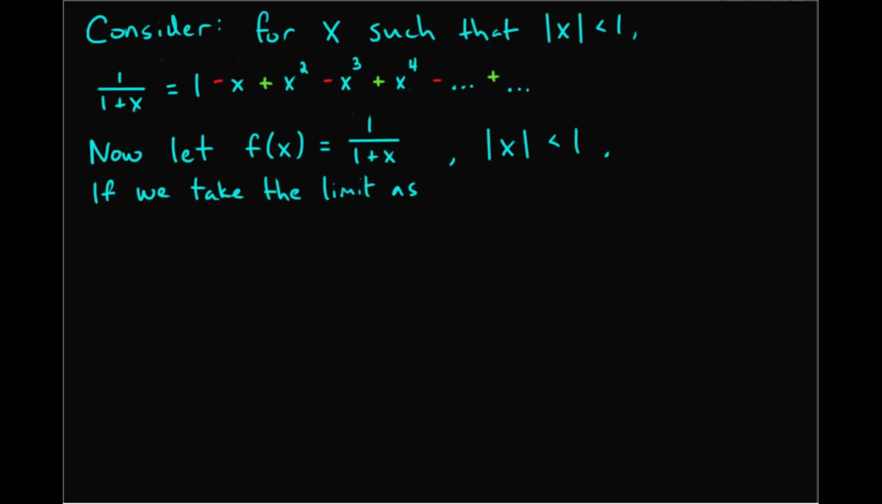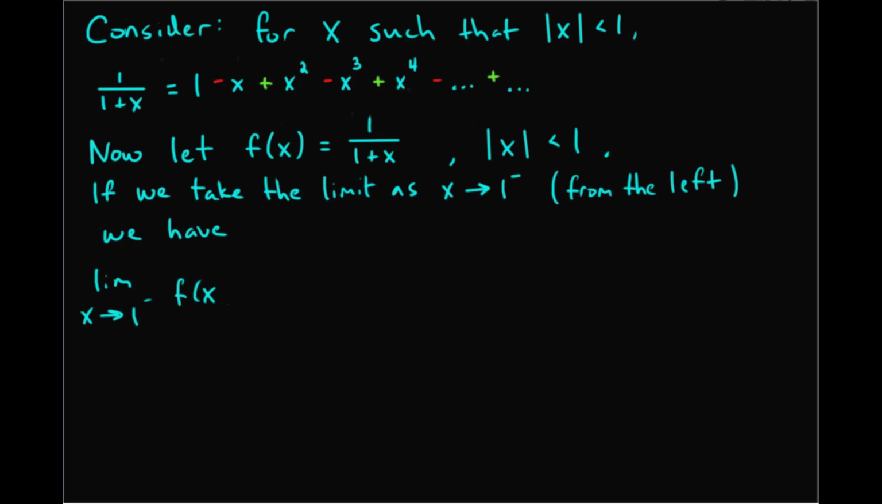But if we define our function this way, saying f of x equals 1 over 1 plus x, what do we get if we take the limit as x approaches 1 from the left side? Well, then we have the left-sided limit as x approaches 1 for the function f of x. That equals 1 over 1 plus 1, which of course equals 1/2.